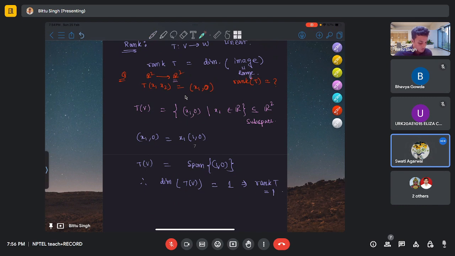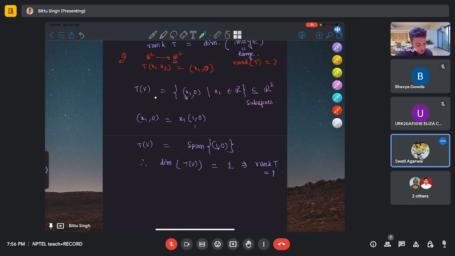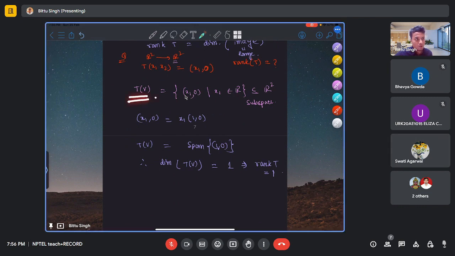Okay. So I have taken an element from the image. Image is like this because of the definition: all (x1, 0) where x1 belongs to R. So I have taken an arbitrary element from the image and you can write it as x1 times (1, 0). So this image set TV, or range, is generated by the element (1, 0). Hence rank will be 1.